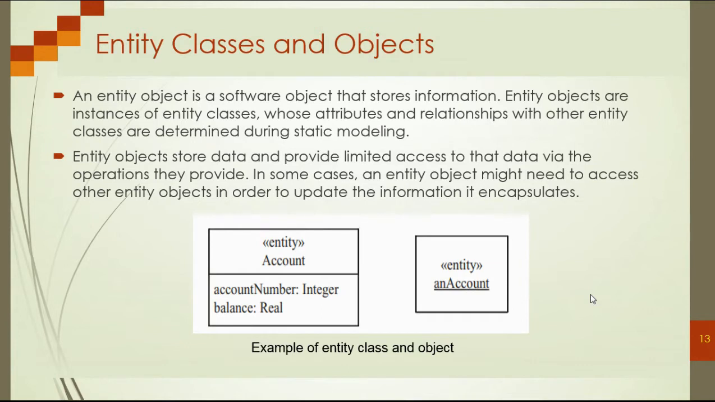As the figure here shows, here is the entity class, and here is the entity object. So the entity object is an instance of the entity class. The entity object stores the data and provides access to the data in the system. In some cases, the entity object may need to access other entities. So we have a relation between the entities, or an association between the entities.